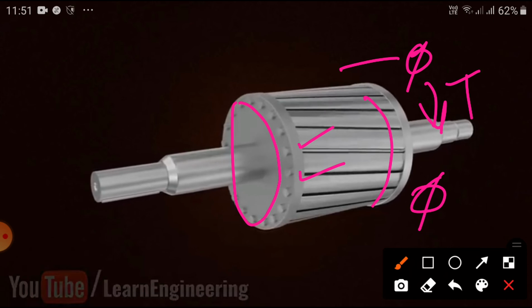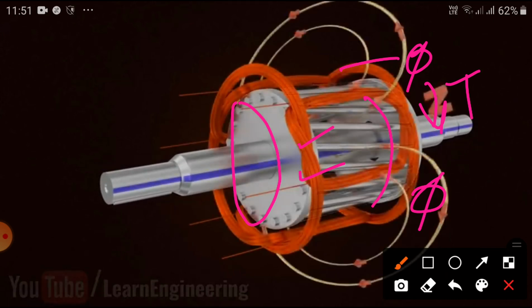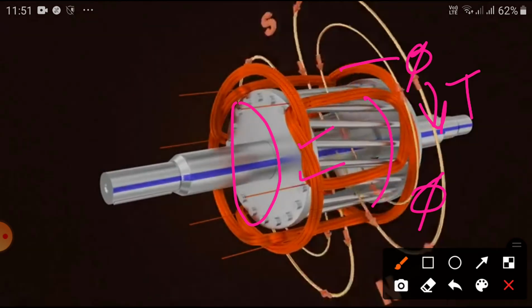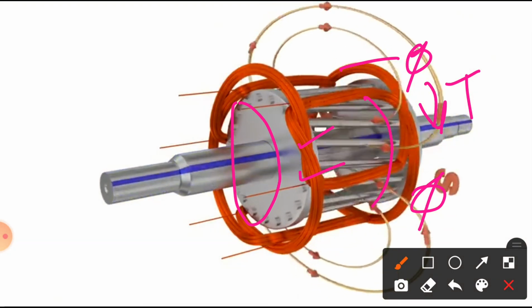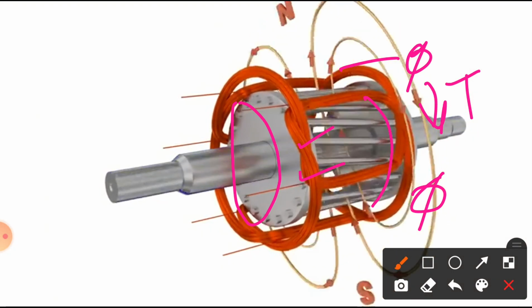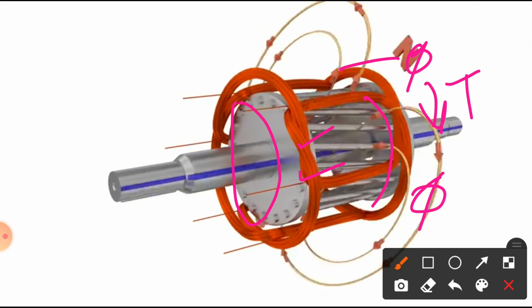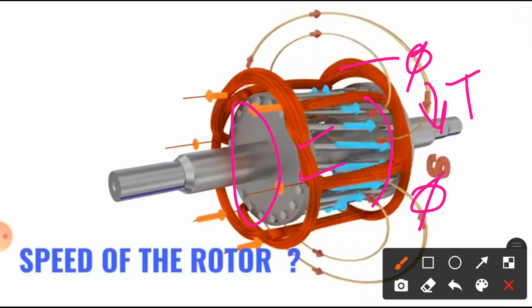At the same time, you can see how the laminations are arranged in a rotor also. You can observe the rotor slots are not parallel to each other. They are skewed by some angle. What is the purpose? We can see later.